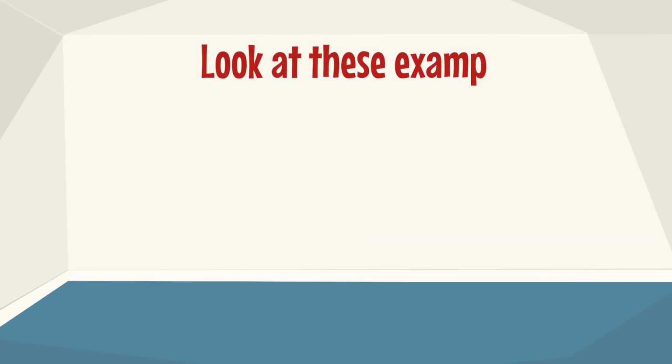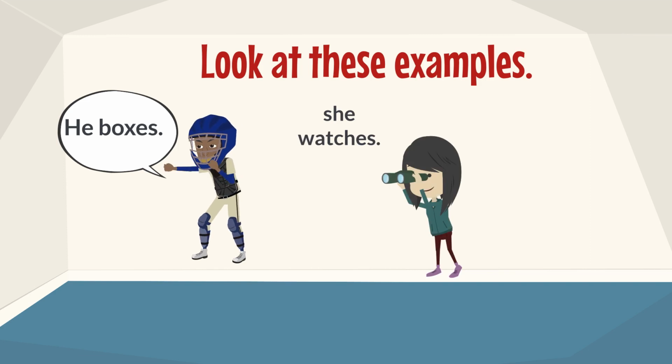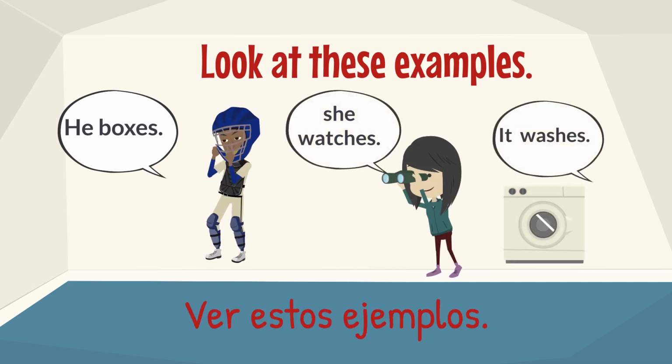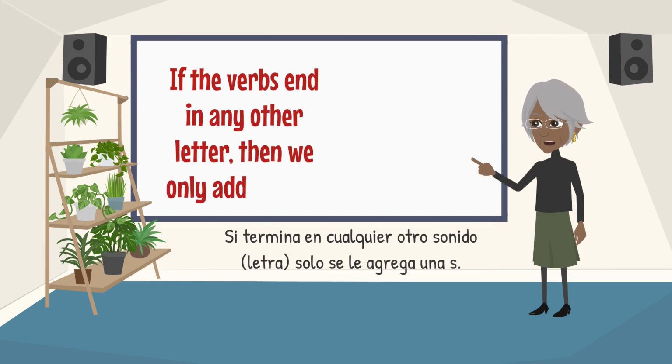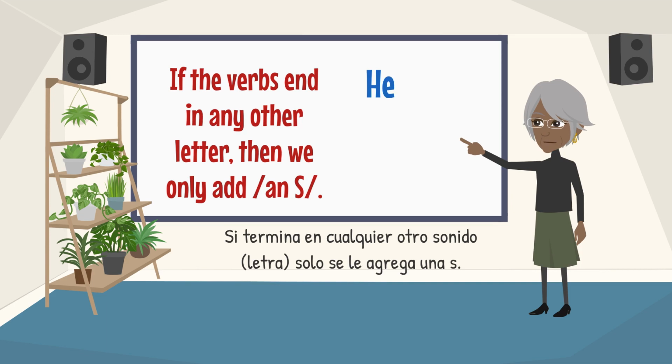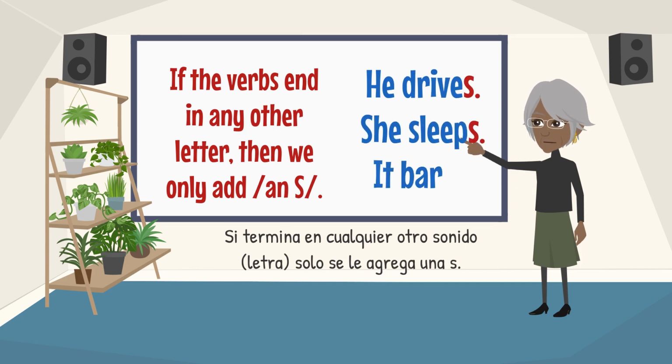Look at these examples. He boxes. She watches. It washes. If the verbs end in any other letter sound, then we only add an s. He drives. She sleeps. It barks.